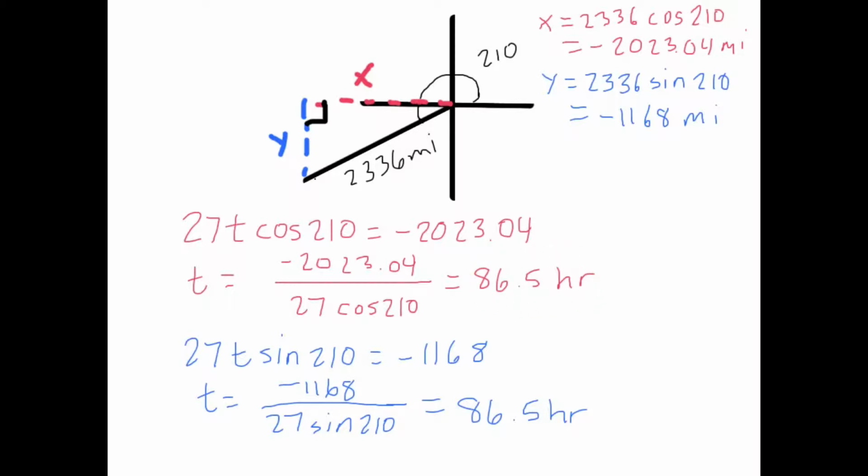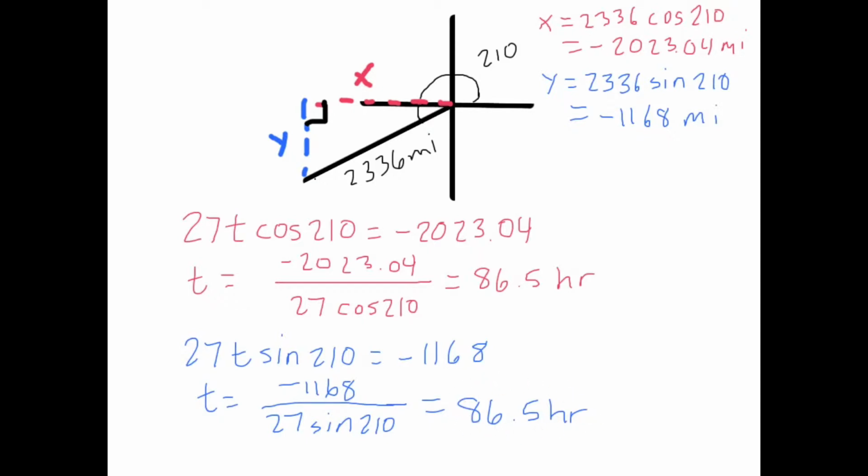Now that is the answer, but let's double check since we have two different equations. Using the y position equation, we need that to be equal to the distance traveled in the y direction. So again, we divide by 27 times the sine of 210 to get t on one side. Doing that gives us, again, 86.5 hours.